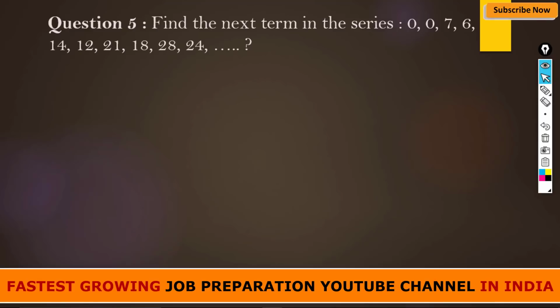Find the next term in the series 0, 0, 7, 6, 14, 12, 21, 18, 28, 24. It's a hint from me: it's also a programming question series. It is similar to the previous one, but the logic is very different. Try to solve it yourself, or else I'm there to solve it for you. Take a pause and solve it yourself.